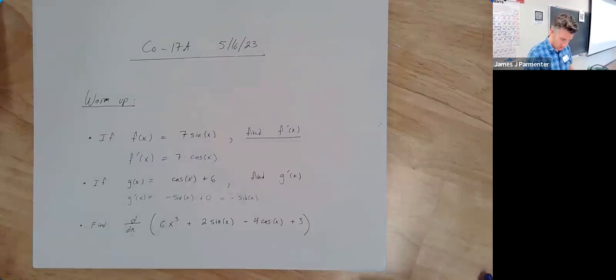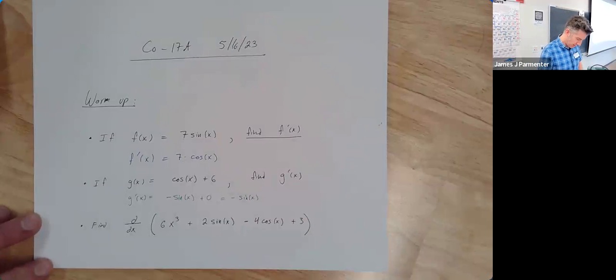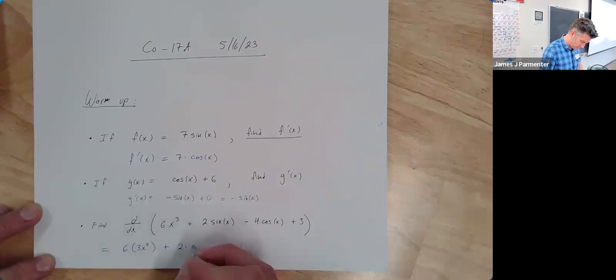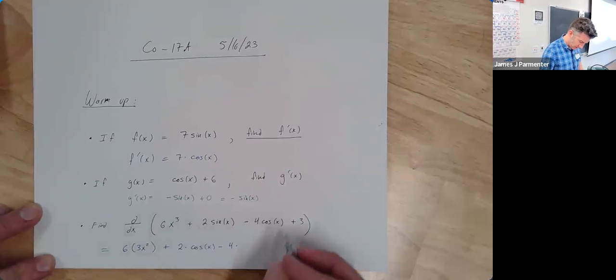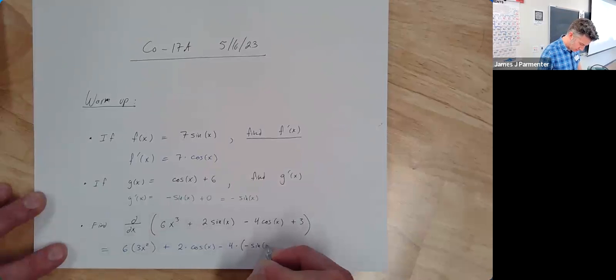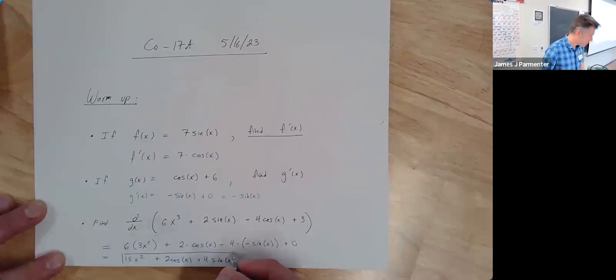So this last one here. I'm going to do one extra thing here. I'm just pointing out some different notation. You can say, here's my function g of x, find g prime of x. But you can also write, find d dx, the derivative of this whole function. I'm going to write this in a slightly different way. I know it's going to be 18x squared, but I'm going to write it as 6 times 3x squared plus 2 times the derivative of sine, which is cosine, minus 4 times the derivative of cosine. I'm going to put some parentheses here so it doesn't look like 4 minus sine. I'm going to write 4 times negative sine of x plus 0. And if I felt compelled to simplify this, I would write this as 18x squared plus 2 cosine of x plus 4 sine of x. And that's how I write my derivative here.